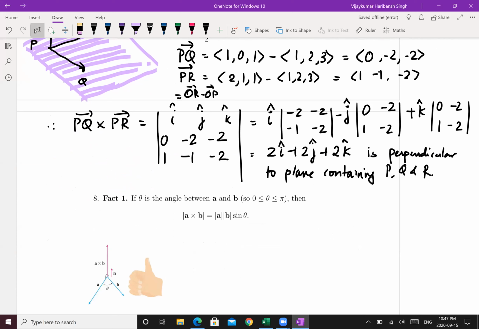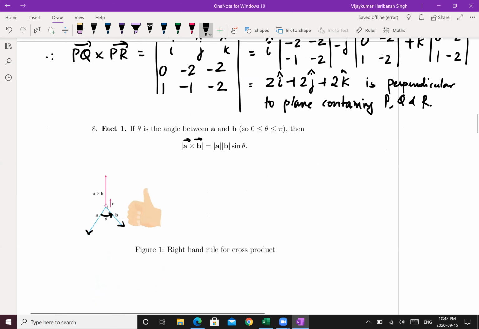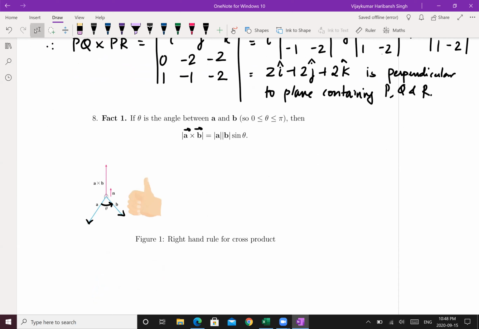Now, what is the physical significance of the cross product? A cross B is a vector, but if you take the length of A cross B, that's the length of A times the length of B times sine theta, where theta is the angle between the positive directions of A and B, between 0 and pi. So you're looking at the smallest angle between vectors A and B. This is what the cross product represents.